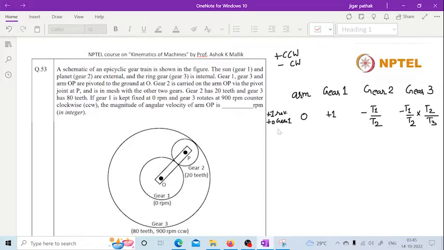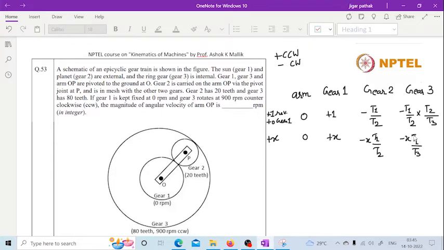The same thing can be applied if the revolution is plus x and the arm is still fixed, in place of plus 1. It will be plus x, then minus x T1 by T2, and then minus x T1 by T3. I am writing directly because T2 will cancel out.